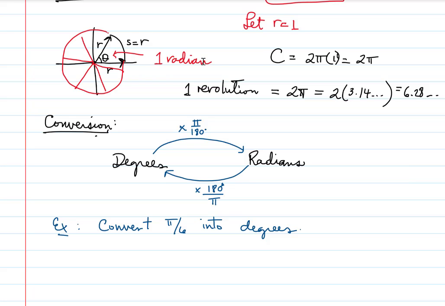So we're going to use our conversion factor going from here to here, multiplied by 180 degrees over pi. So we take pi/6 times 180 degrees over pi. And notice how this is going to work out nicely, because the pi's go away and you have 180 over 6, which simplifies nicely into 30 degrees.